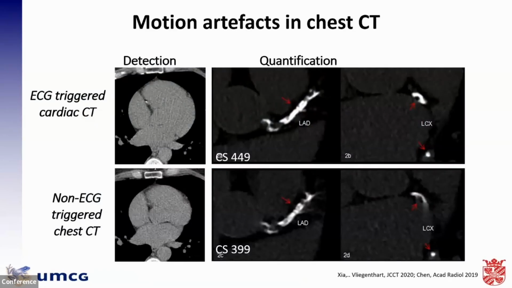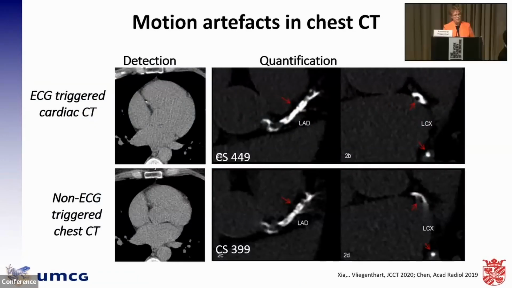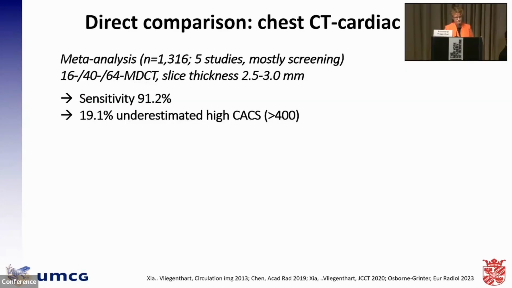So how well can we do that with a chest CT? Well, it's important to realize that in both the detection and the quantification of coronary calcium, the chest CT scan is not as good as a dedicated cardiac CT. Due to motion, you can miss small calcifications, so the detection is lower. And in large calcifications, you'll find a lower calcium score, again due to motion.